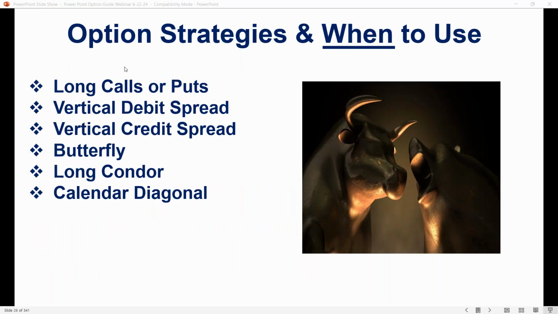All right, the next thing comes down to the option strategies and when to use the various strategies based on the environment you're trading. We're going to talk about long calls or puts, the vertical debit spread, the vertical credit spread, butterfly, long condor, and calendar diagonal. These are a few. There are multiple other strategies, but these are the main core strategies that I like to follow.